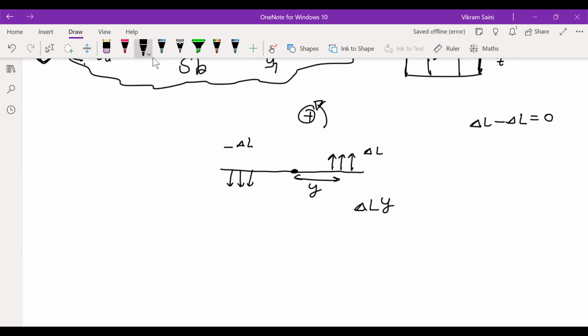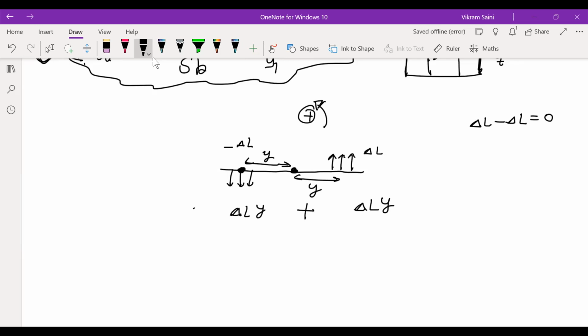Now tell me, how much is the moment because of this delta L, which is acting downwards, in magnitude? First in magnitude, then I'll ask you the direction. Delta L times y, if the length here is also y. Now, what is the direction of this moment with respect to this point? Anti-clockwise. So when you add two anti-clockwise moments, yes, sir. Got it, sir.